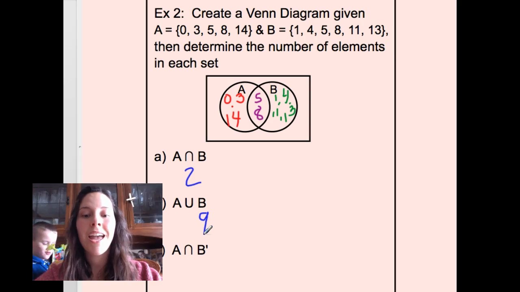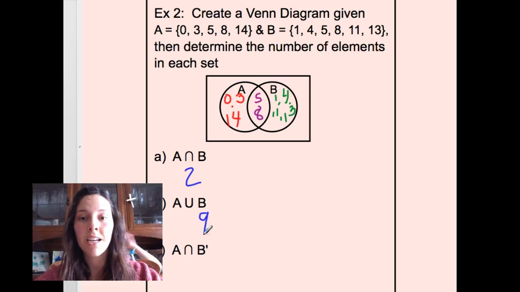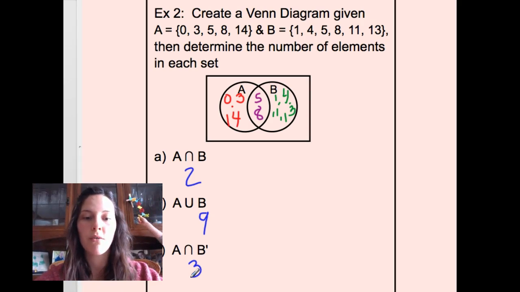And finally, A and B complement. So looking at B complement, what is outside of B is simply 0, 3, and 14. Those 3 elements are in B complement, and they are also in A. The 2 elements that A and B share would not be in B complement, so we wouldn't count those.